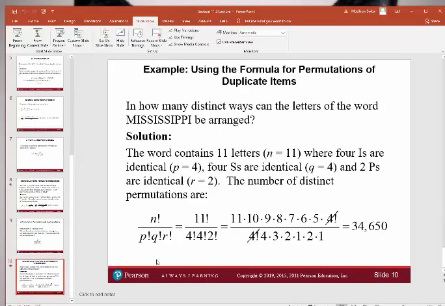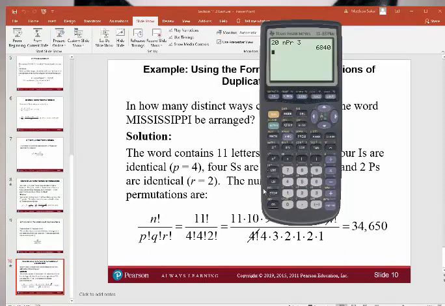I'm going to show you how to use your calculator for this one again. So it's 11 factorial, so 11, math, factorial, divided by. Now you need to put the denominator in parentheses. So it's 4, math, factorial, times another 4, math, factorial, times 2, and then math, factorial. Close the parentheses and look, you get the same thing. So you're going to want to try to use your calculator as much as possible on these problems.